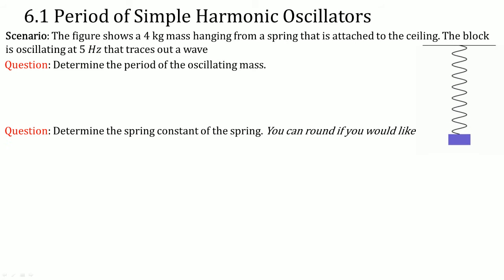Scenario. The figure shows a 4 kilogram mass hanging from a spring that is attached to the ceiling. The block is oscillating at 5 Hz that traces out a wave. Question. Determine the period of the oscillating mass.